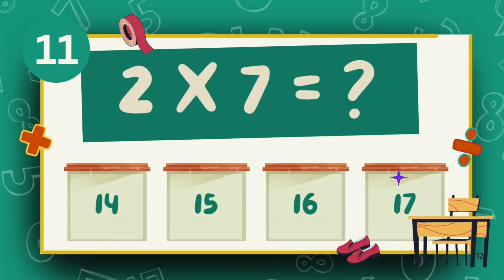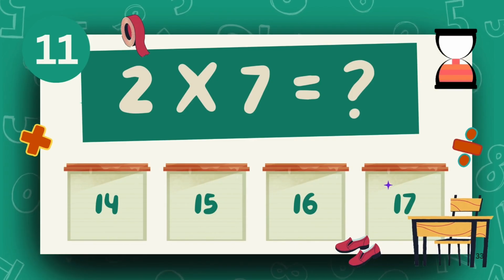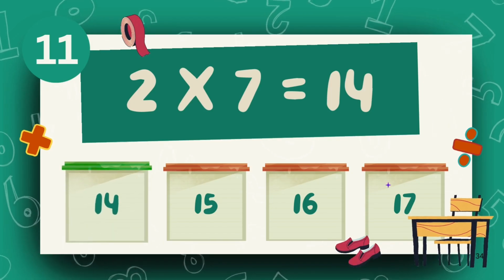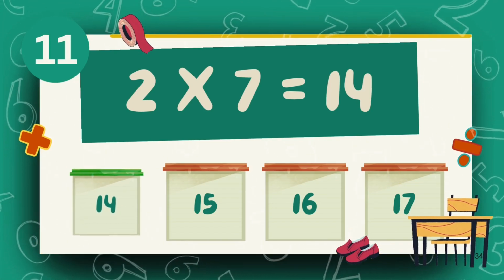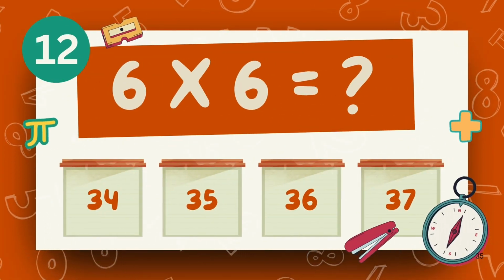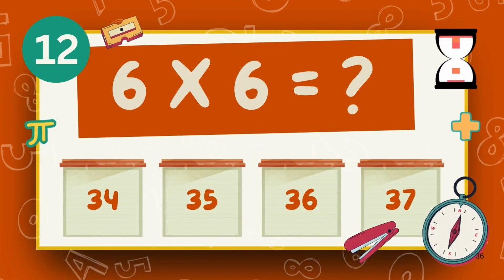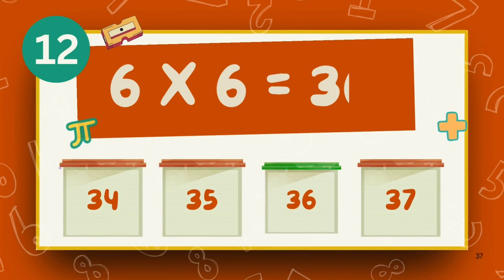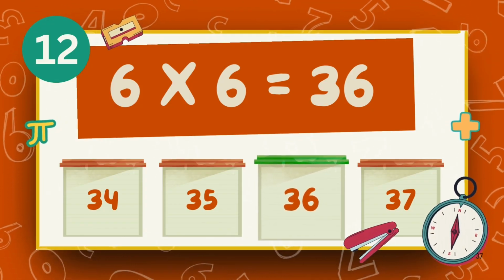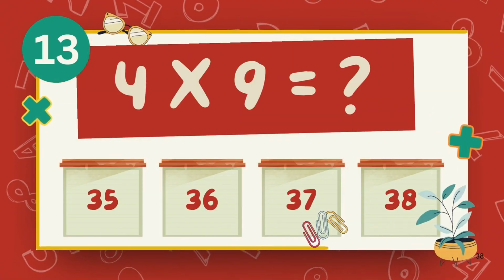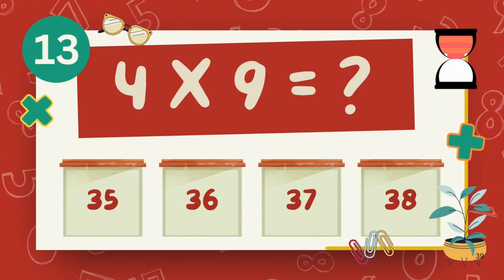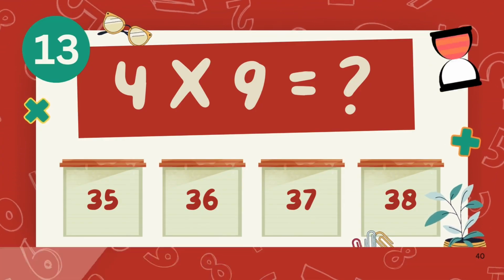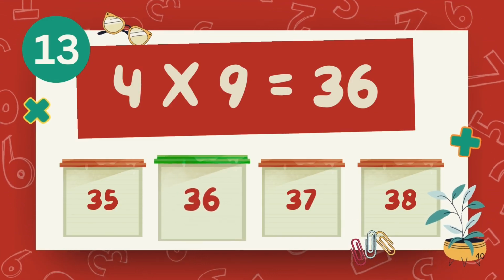What is 2 multiply 7? The answer is 14. What is 6 multiply 6? The answer is 36. What is 4 multiply 9? The answer is 36.